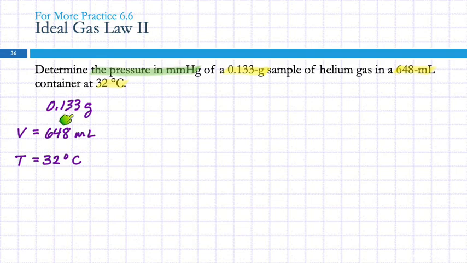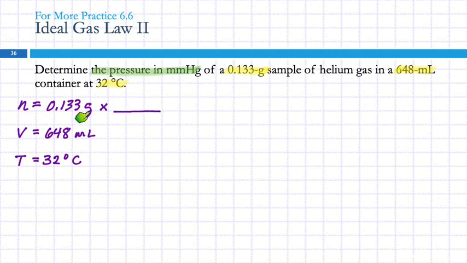The mass. Well, n stands for amount of gas. The correct units are moles of gas. Here we're given grams, but we can change grams into moles. So this is where we're going to get our n from. How do we change grams of helium into moles of helium? We're going to need the molar mass.